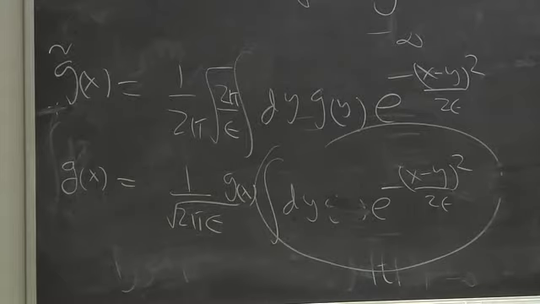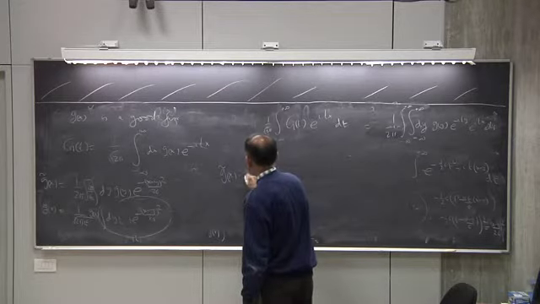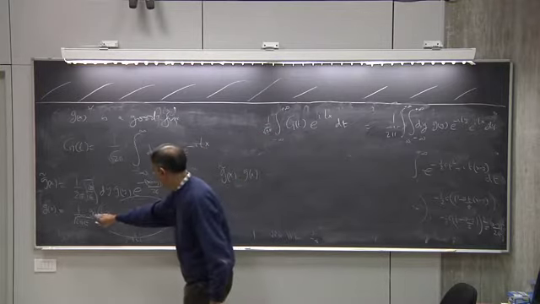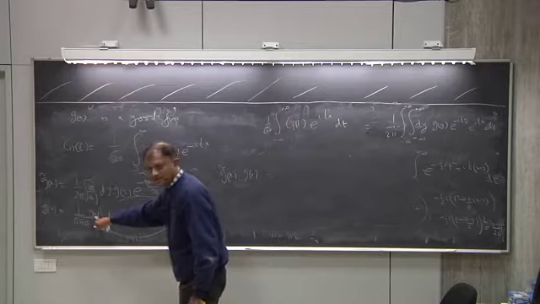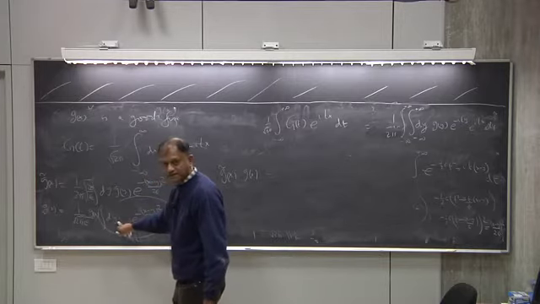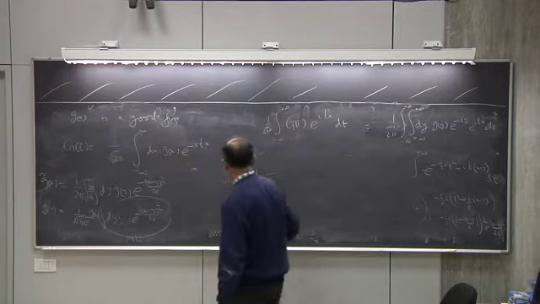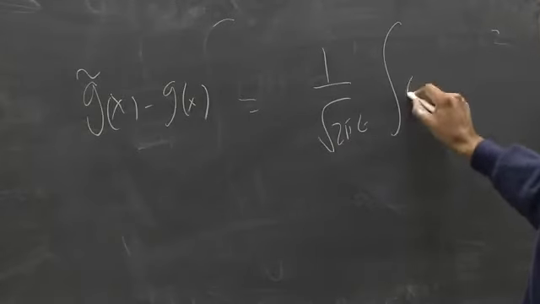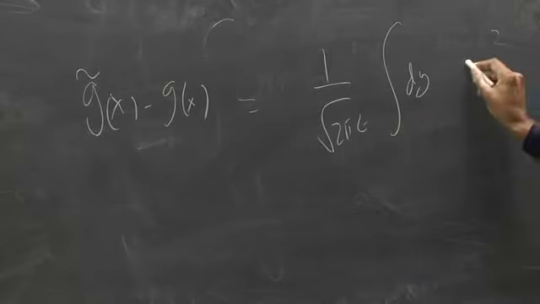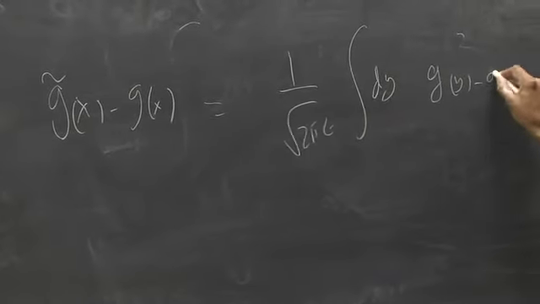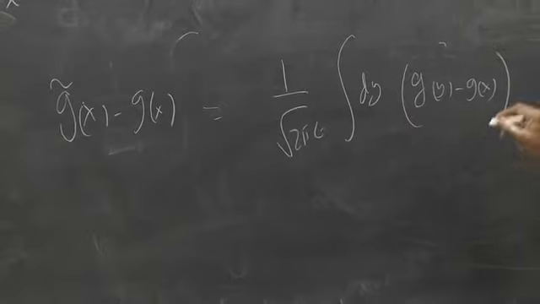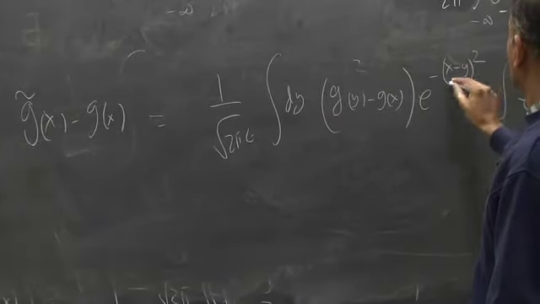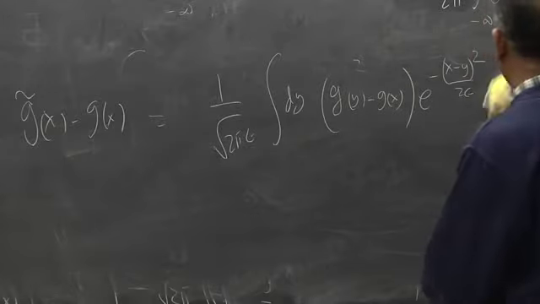So let's take g tilde of x minus g of x. That is, you see, that's why I put this inside. This doesn't matter. This is a function of x, and this is the integration over y, so I can put it inside. So that's the same as 1 over root 2 pi epsilon integral dy (g of y minus g of x) times e to the minus (x minus y) squared over 2 epsilon. Okay, so this is what it is.